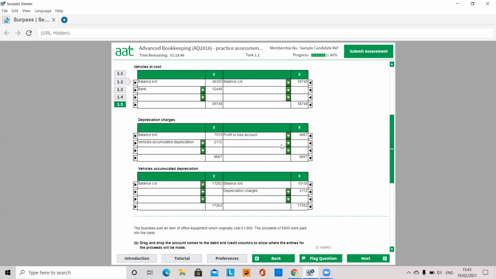And then, as I said before, we debit depreciation and credit cumulative depreciation, and you see the narrative being depreciation charges. At this point, we started off with cumulative depreciation at the start of 15,150. We've then purchased that new vehicle, so the depreciation charge is 2,112, which gives us a balance carried down of 17,262.